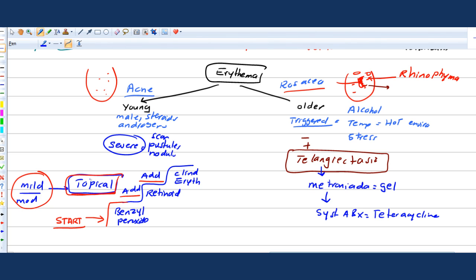But how will you know in the questions that it is severe? You will see either scar, pustules, nodules. So you are talking now about the severe form. So you will not do the topical one. You will start with systemic things. So basically here your answer will be systemic.